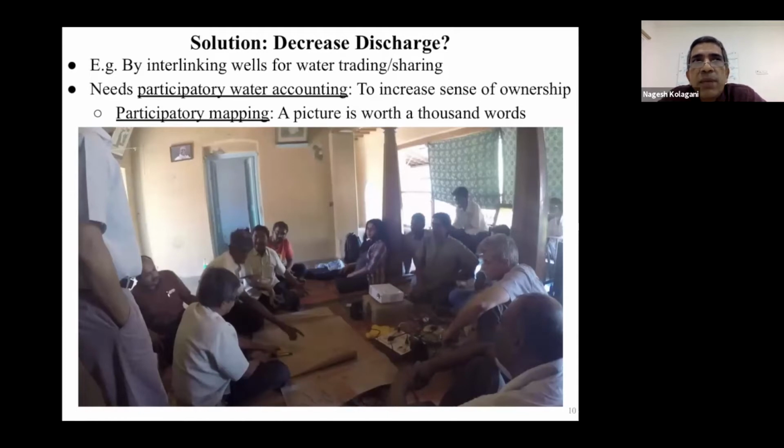Try to help them see the situation that this kind of recharge increase is not going to help them. So that is where I feel there is a need for participatory natural resource accounting, in this particular case, water accounting, to increase the sense of ownership. Unless people own it, government is never going to step in and talk about decreased discharge. It will always talk about increasing recharge, which is never going to solve anything, because whatever water you save is going to be immediately sucked up.